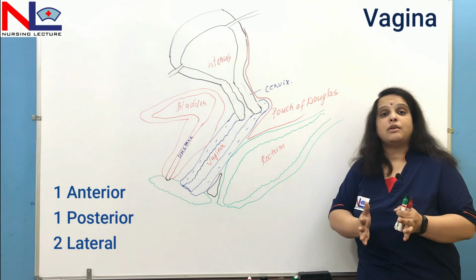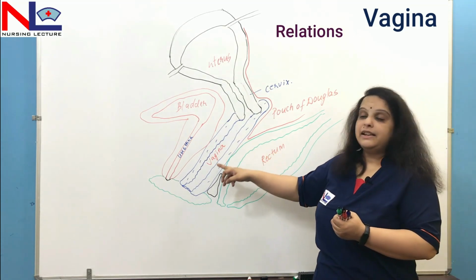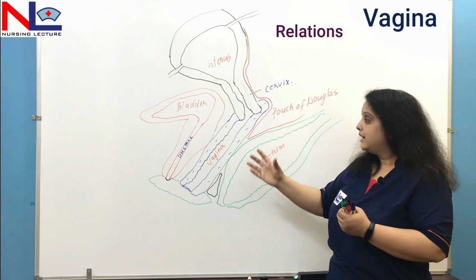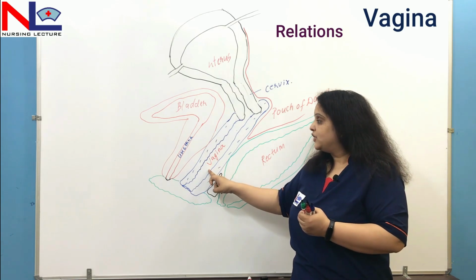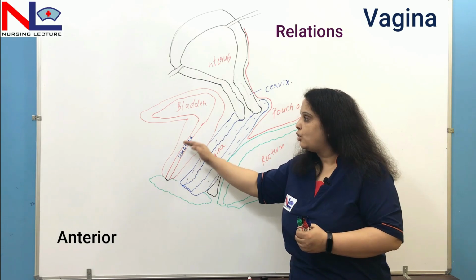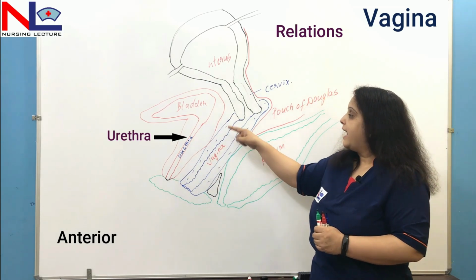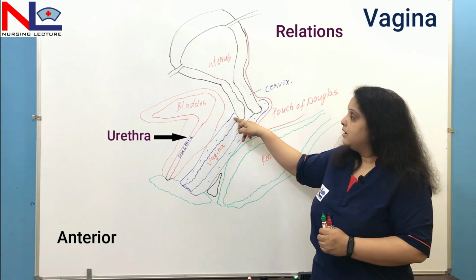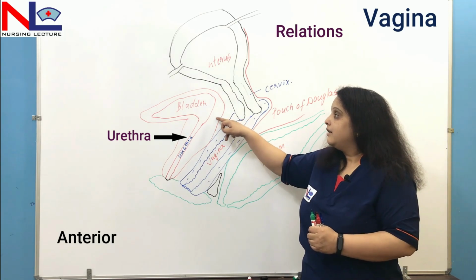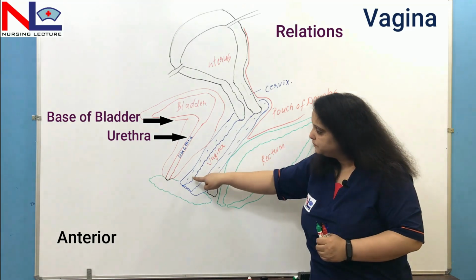Now let's talk about its relations. With this figure you can easily learn the relationship with the organs which are lying nearby. So in the vagina, anteriorly on the lower third region, you can see the urethra lying, and on the superior or upper region of the anterior aspect there is the base of the bladder. Okay, so this is the anterior wall.